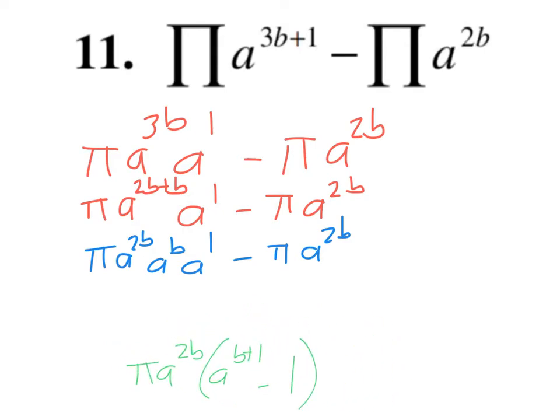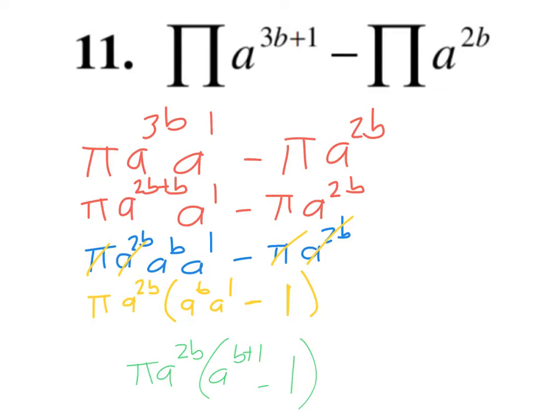Okay, so this is pi. So they both had a pi. They both had an a to the 2b. So pi a to the 2b. And then what's left in the first term? A to the b, a to the first. What's left in the second term? A 1, right? There's no factors left, so it has to be a 1 when you factor them out. And then just like before, a to the b, a to the first, multiplying powers with the same base, you add the exponents. So that simplifies to be a to the b plus 1.